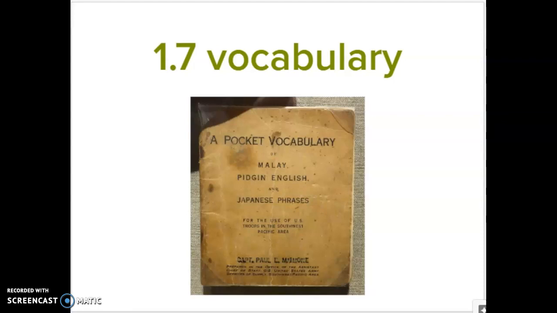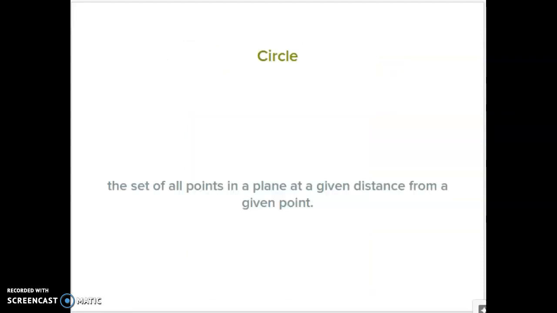Now, first vocabulary word, what do you think it's going to be? Of course, it's circle. Some of you thinking about the circle definition are probably just thinking it's a rounded shape. But no, it's obviously a little more complicated than that because mathematicians are mean. And here is the definition: the set of all points in a plane at a given distance from a given point. So, what does that mean?